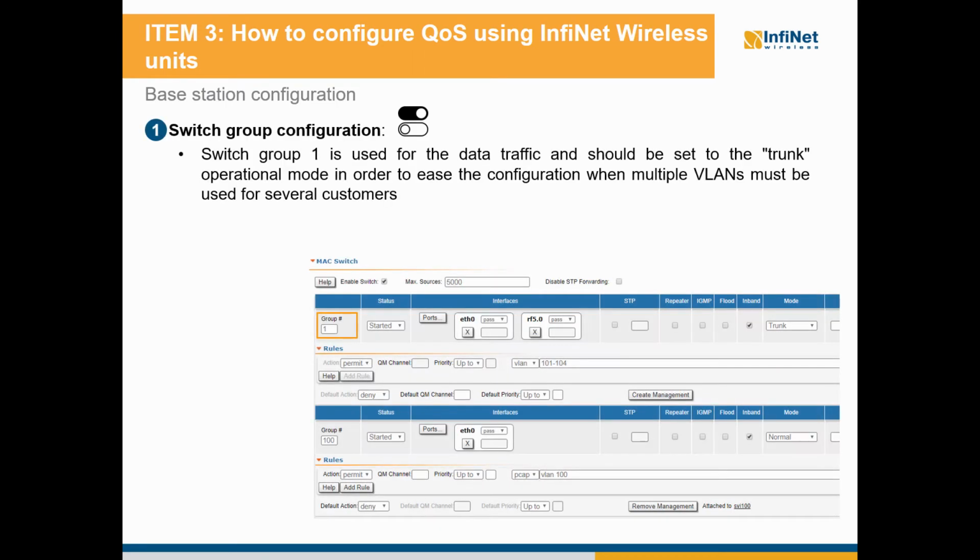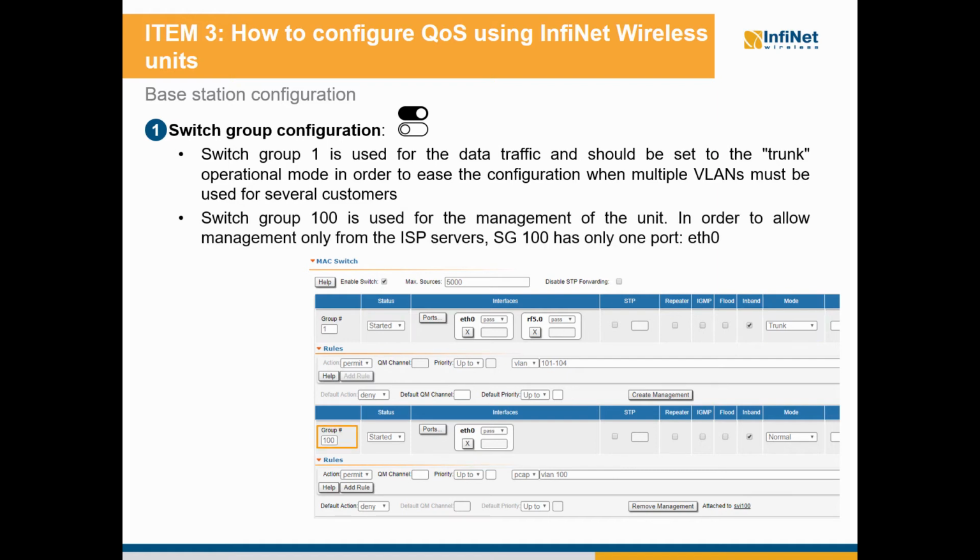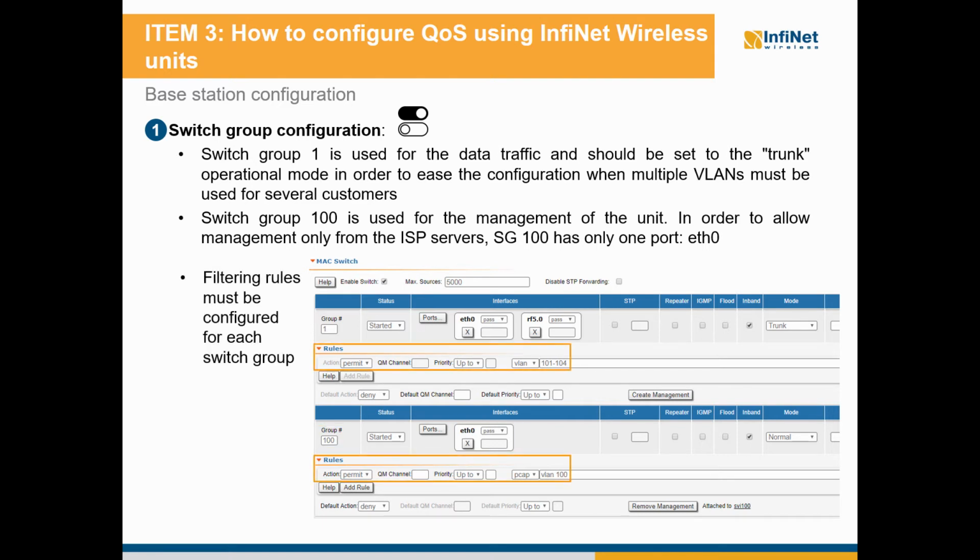First, the switch group configuration must be performed. Switch group 1 is used for the data traffic and should be set to the trunk operational mode in order to ease the configuration when multiple VLANs must be sent to several customers. Then switch group 100 is created for the management of the unit. In order to allow management only from the ISP server side, switch group 100 has only one port, Ethernet 0. Filtering rules must be configured for each switch group to allow only the required VLANs.